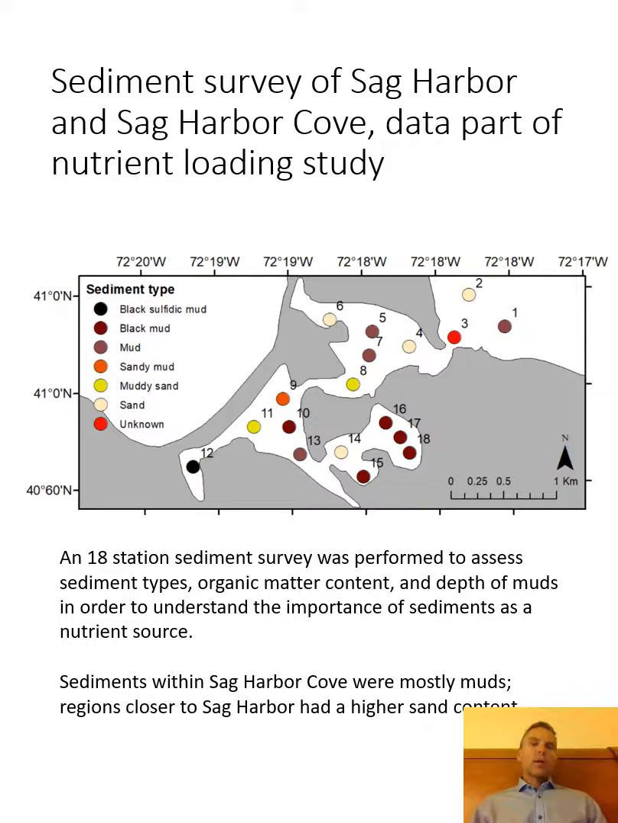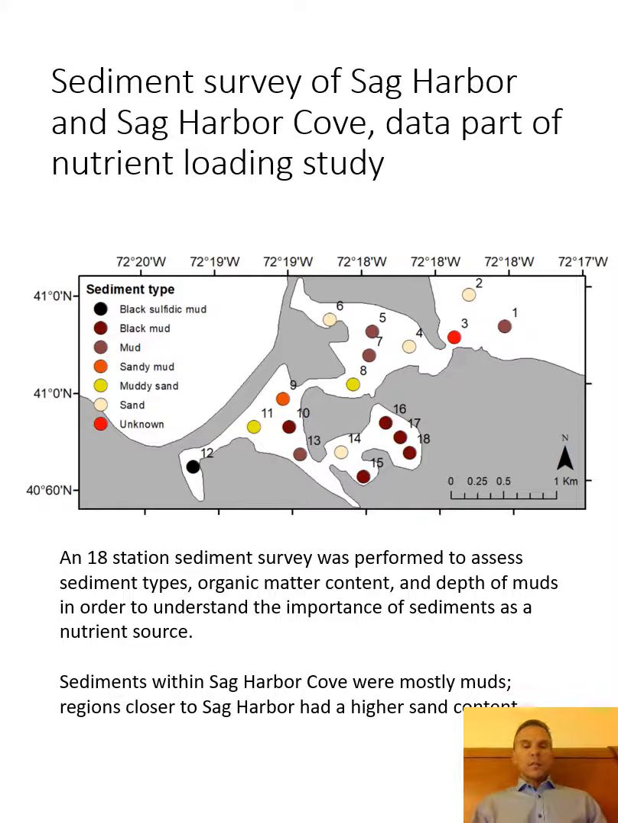This next data set is about a sediment survey that we performed across Sag Harbor and Sag Harbor Cove. This is part of our nutrient loading study. Now that we know that nitrogen is the element that's promoting algal growth in these regions, now we know what the nitrogen sources are. And unlike, I think, almost every study that's been done to date with regards to Long Island water bodies, this study will include a comprehensive analysis of the role of sediments in nitrogen loading.